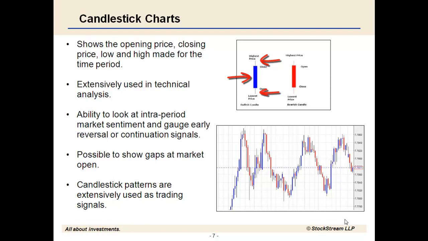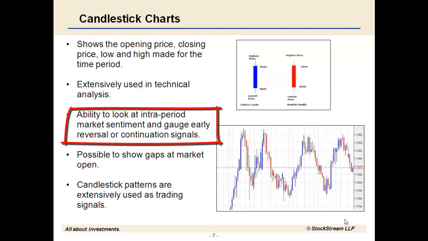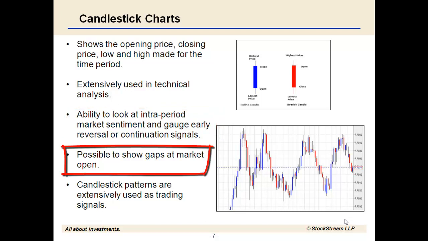For a bullish day, the lower end of the body is the opening price. The higher end of the body is the closing price. The lowest price for the day is the lower end of the wick, while the highest price of the day is the upper end of the wick. Now, because we are capturing intra-period data, it is very easy to identify reversal and continuation patterns. We can also identify gap opens in the market using this charting technique.